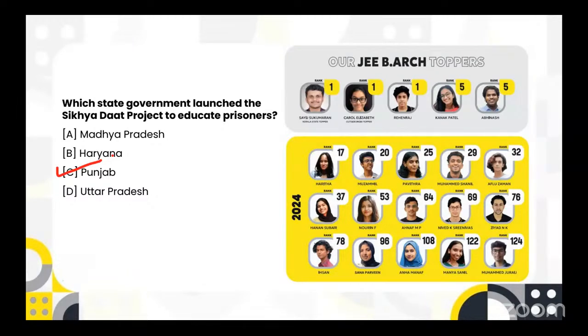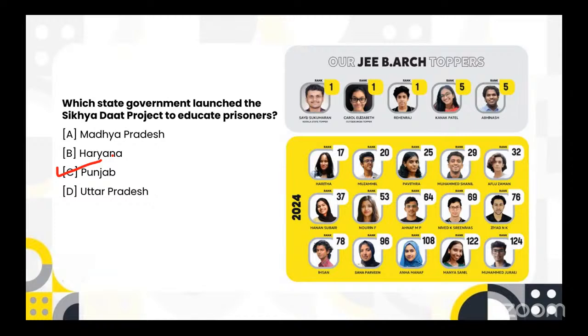Correct answer is Punjab. So, what is the purpose? To provide higher education to the jail inmates. Okay, so that after getting out of the jail, their economic self-reliance will be better. They'll be equipped with some knowledge. Okay, so that is the purpose of this Sikhiya Dat project, which was launched by the Punjab government to educate the prisoners in Punjab.